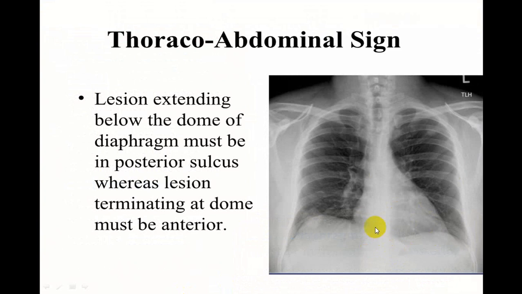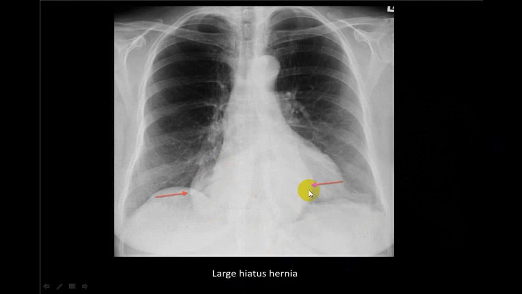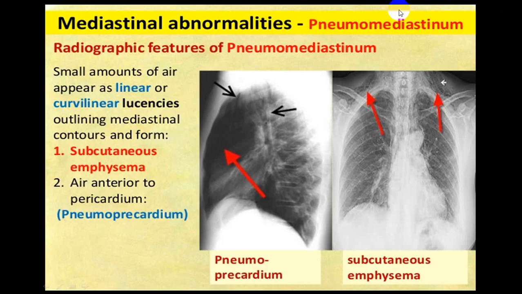So again you can see here there is some shadow which is extending down below the diaphragm. So this may be because of the descending aorta, or maybe because of the esophagus, or maybe because of some material which is in the posterior mediastinum. You can see that. Clear? This is because of a big hiatus hernia. Here we are not having a horizontal air fluid level. So this is a thoracoabdominal sign you can call due to large hiatus hernia.